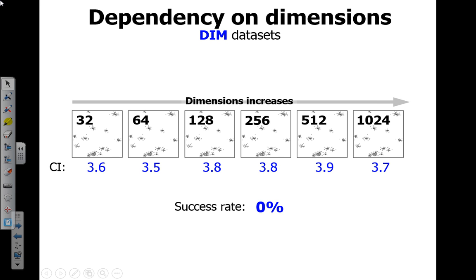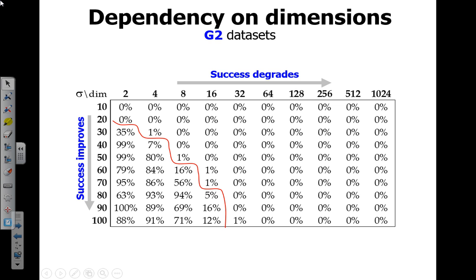So CI values 3.6, 3.5, 3.8, 3.8, 3.9, 3.7. No change. Almost like a constant. So K-means isn't affected by the dimensions at all. Success rate is 0%, and if we have an error rate of this magnitude, 3 point something, it's unlikely that K-means will find the correct solution even by repeating. The reason is pretty much the overlap here, but the dimension doesn't affect it, so this is the observation.